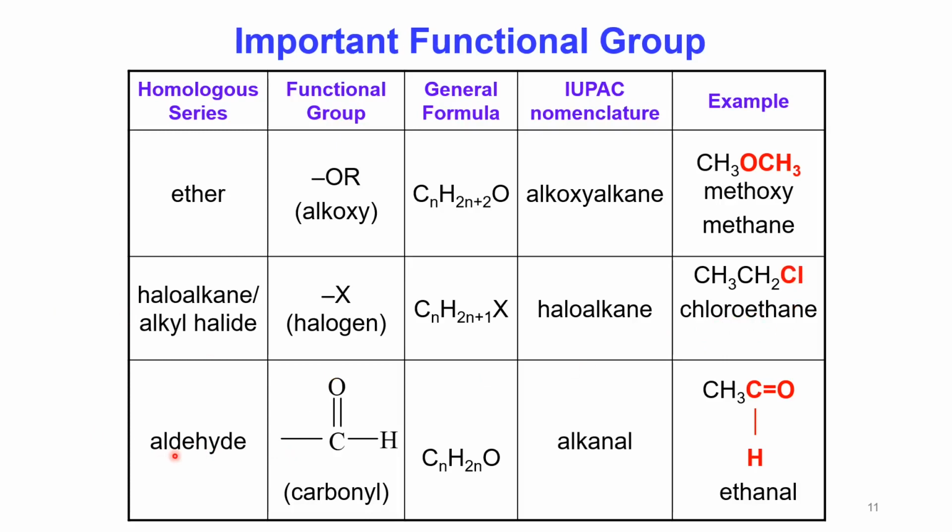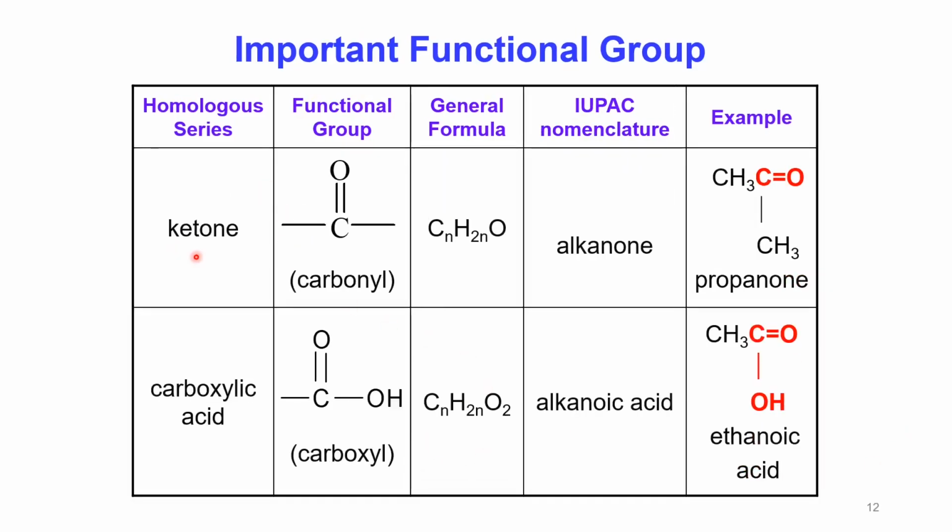The next one we have is aldehyde. This is the structure of the functional group, which is bonded to either hydrogen or an alkyl group, with C double bond O. The name of the functional group is carbonyl. The general formula is CnH2nO, and the IUPAC nomenclature is alkanal, so the nomenclature of aldehyde ends with "-al". An example for aldehyde is CH3CHO, which has the carbonyl functional group. Since there are two carbons, the name is ethanal.